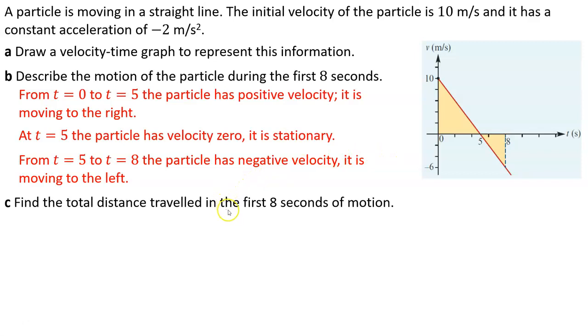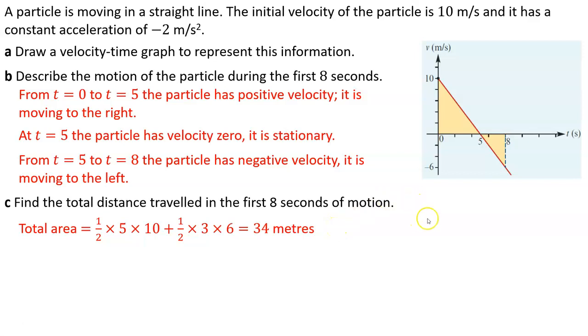To find the total distance travelled in the first 8 seconds, I need to work out the two areas separately. So I can use just the triangle area formula. I've got 5 times 10 times a half, and I've got 3 times 6 times a half. Notice here that I have to calculate what my velocity is when t equals 8. I can do that just by using the equation of this line. So if I add those two together, I get my distance travelled.